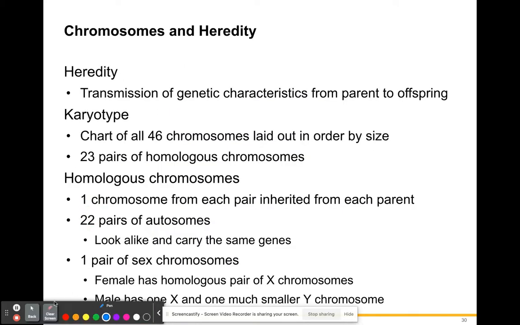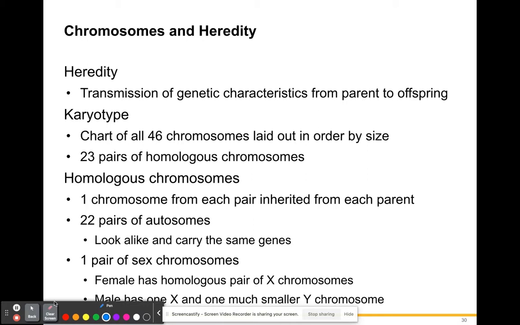Okay, next up, heredity. Heredity is the study of the transmission of genetic characteristics from parent to offspring. So your two parents, mom and dad, give you their DNA. You don't get a full set of mom's DNA. You don't get a full set of dad's DNA. You get a random mixture of mom's and dad's DNA.